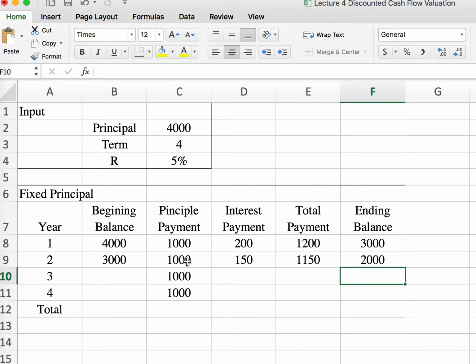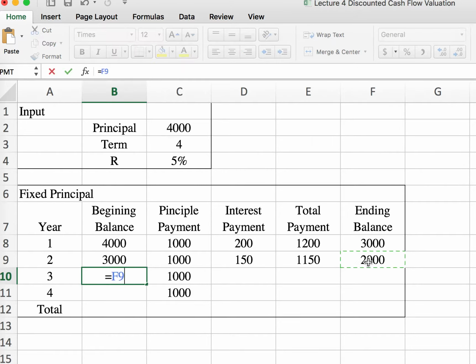Now make sure that for the ending balance, you only subtract the principal payment from the beginning balance. You do not subtract the total payment, because out of the total payment, $150 is the interest payment, not the principal. Okay, and this $2,000 will be the beginning balance of the third year.